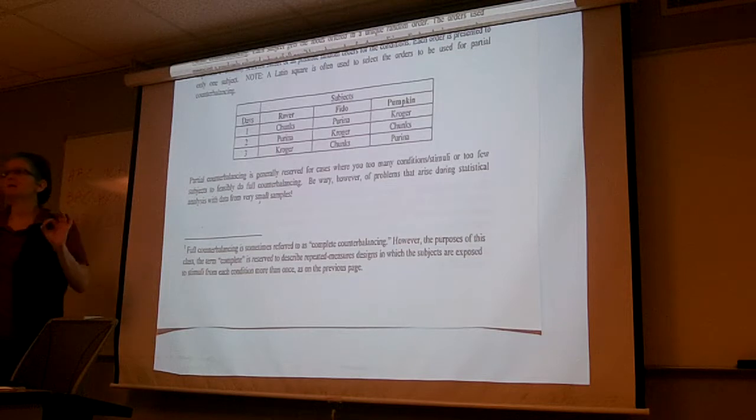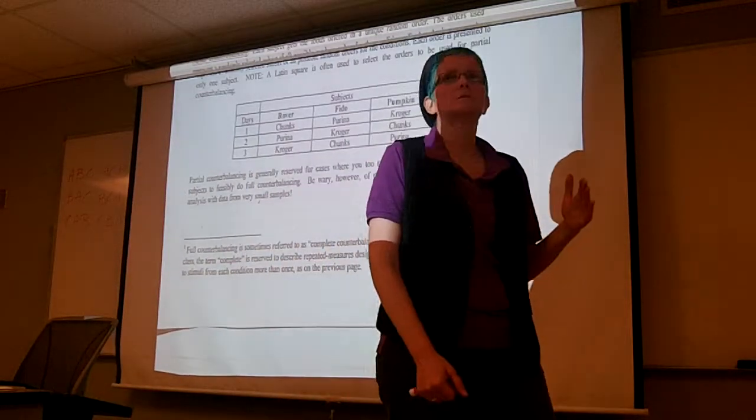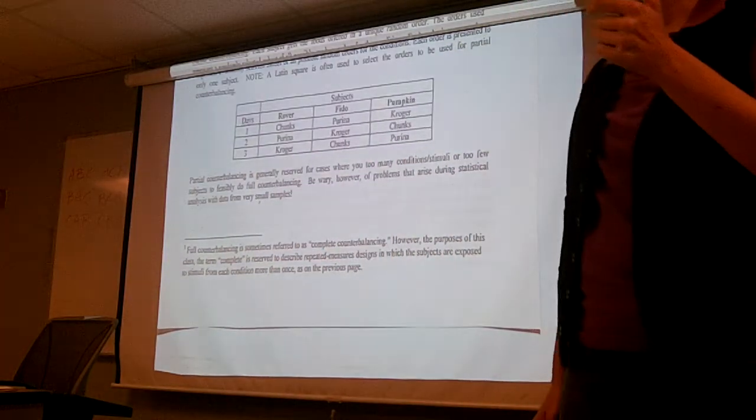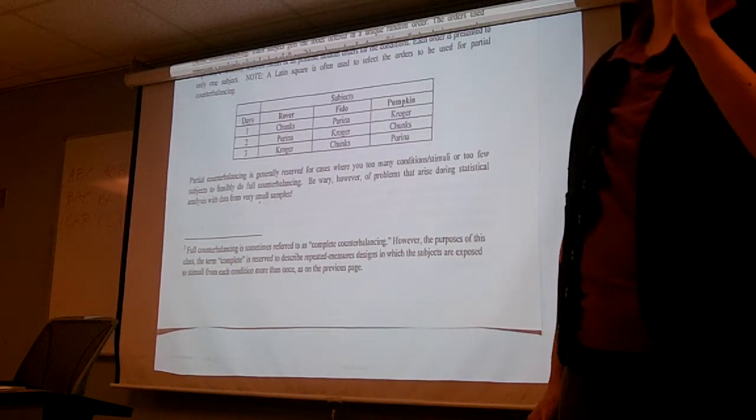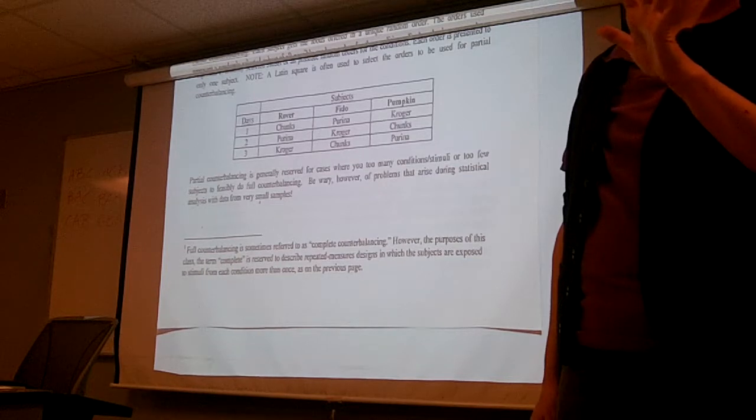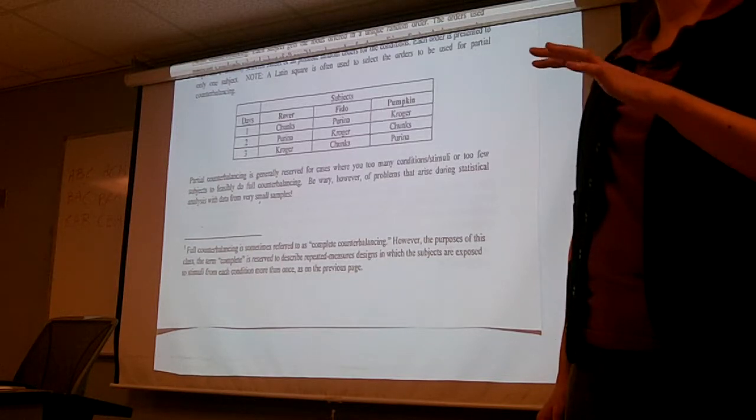So this is the minimum viable amount of counterbalancing. Because at least in this layout, I have some data for chunks before Purina, Purina before chunks, Kroger before chunks, chunks before Kroger, and so forth. So I've got all the different combinations. This is as little counterbalancing as I can do and still feel like I've managed to deal with sequence effects. Now, it's not optimal. We'd like more repetitions if we could get it. But in some circumstances, this is the best you can do.